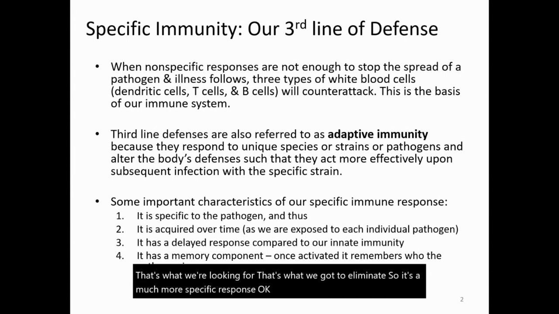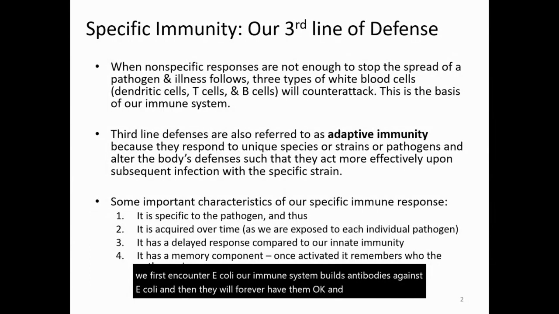We refer to this also as our adaptive immunity because we are not born with this third line of defense, okay? We acquire it over time. Basically our immune system adapts to different pathogens as we are exposed to them. So initially, we're not born with antibodies against E. coli, but when we first encounter E. coli, our immune system builds antibodies against E. coli, and then we will forever have them, okay?